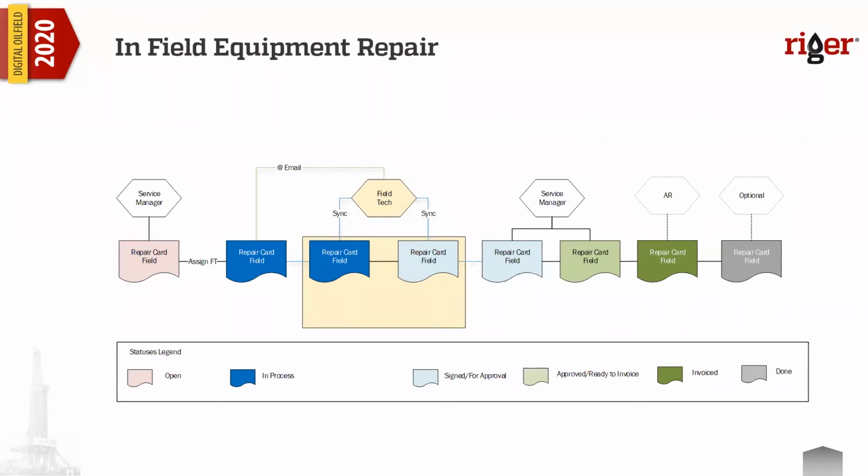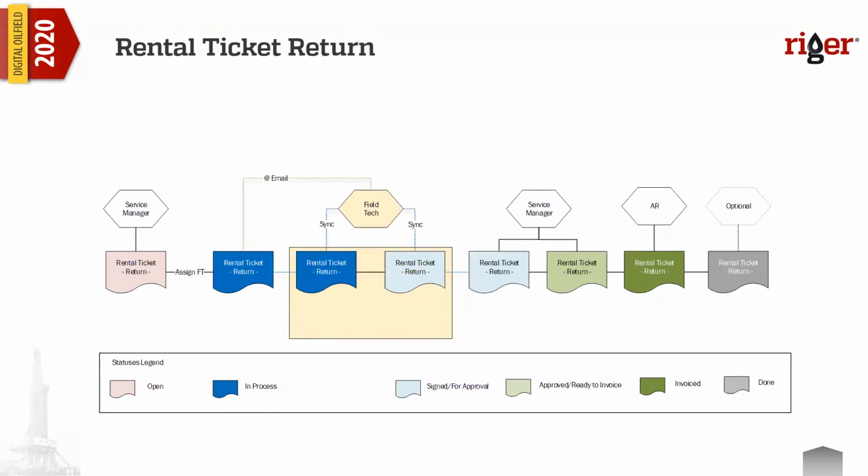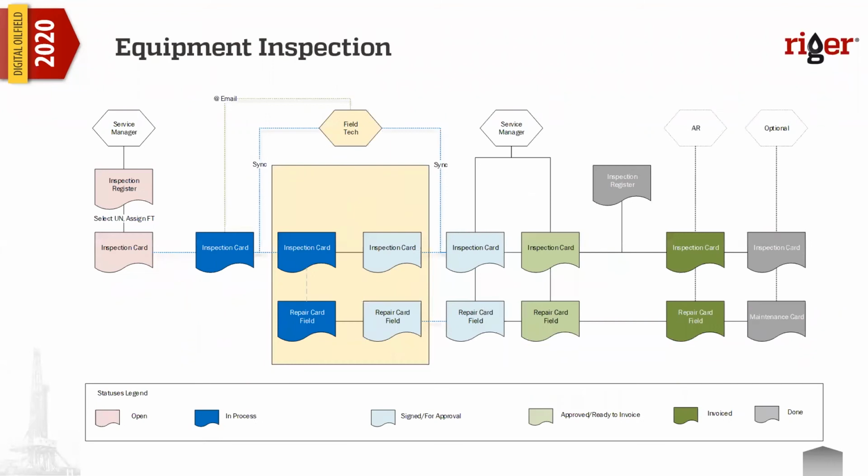on the job when we can have repair cards. That's very similar to the previous scenarios: we can generate a repair card and send it to the field tech. He works with this document in his application, synchronizes back, and sends it back to the dispatcher. The same happens with the rental ticket return: the ticket is generated, the equipment gets returned back to the shop, and information in the cloud database gets updated as well.